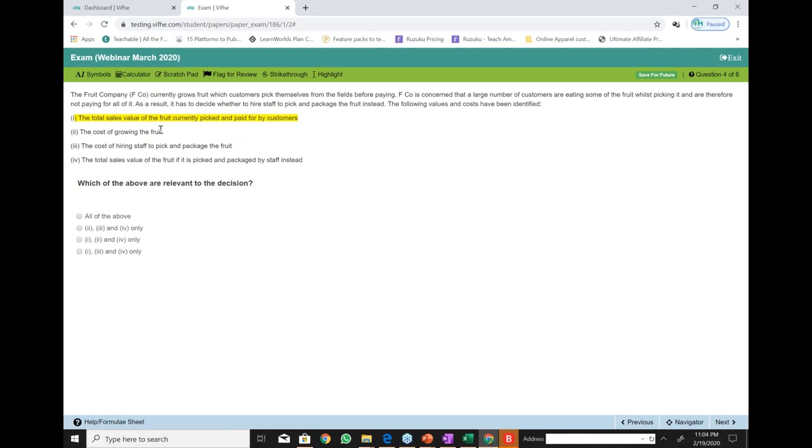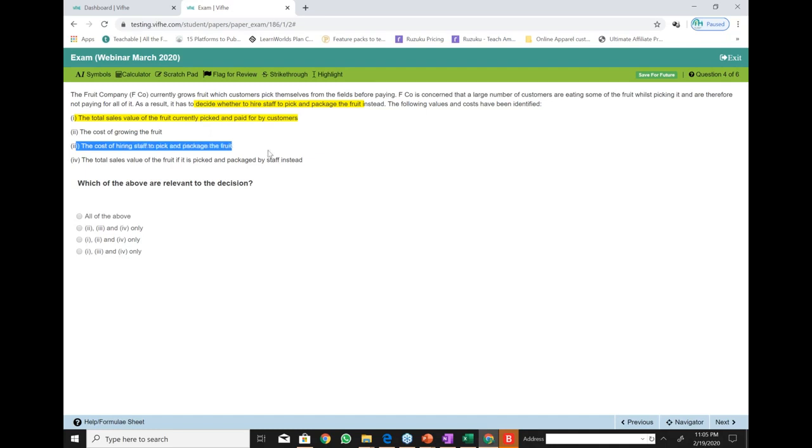Then the cost of growing the fruit. Is this a relevant cost for this decision? No. This is a committed cost or a sunk cost that you already incur. It has nothing to do with this decision. The growing of fruits has nothing to do with the decision whether you have to employ new staff.